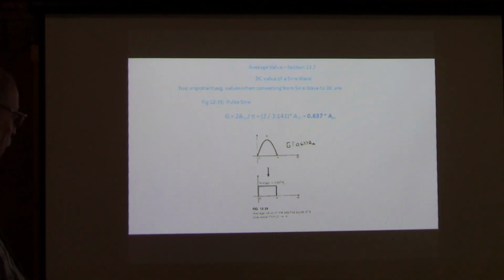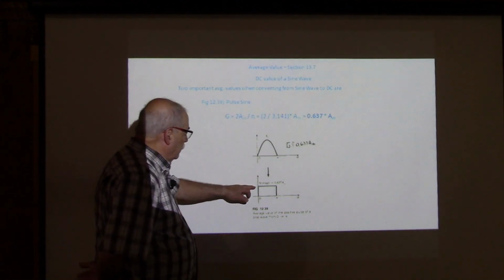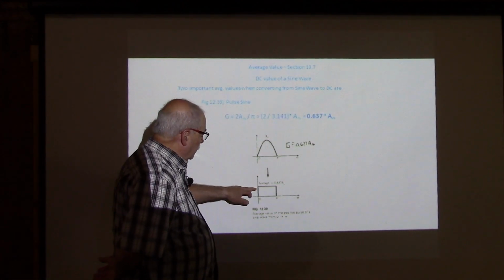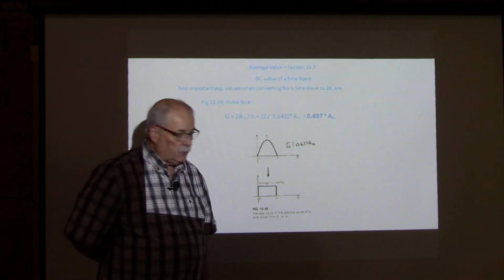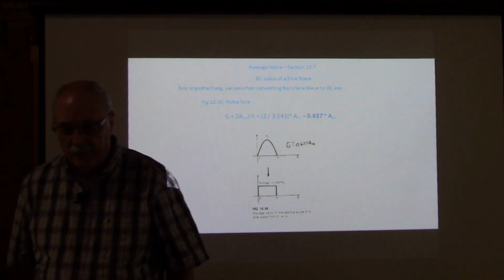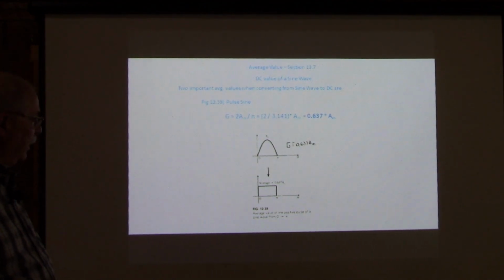So that's the average over that time. So this average is 0.637 times the peak. 63.7% of the peak is the average over 1/2 a cycle.